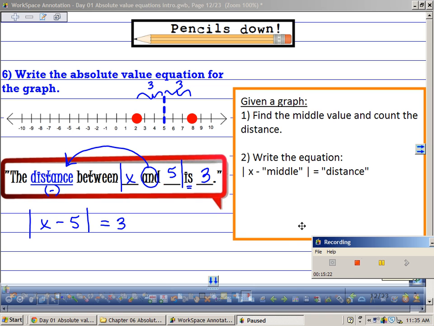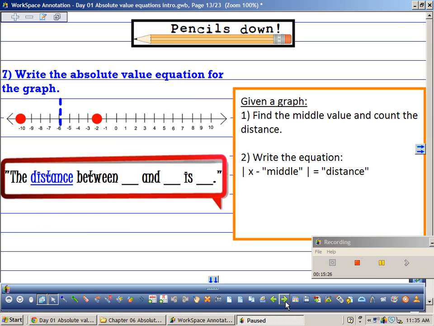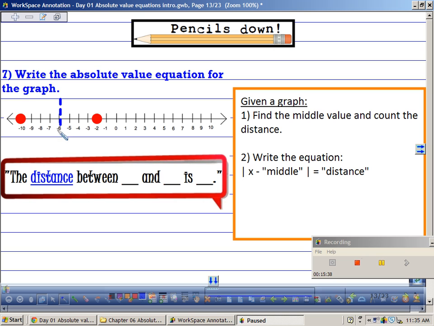Okay, you guys ready to start one on your own? Just kidding. Pencils down. Let me do one more. You were supposed to do it. Pencils down. All right, so I'm going to find the middle. What's my middle? -6. So I need to find the distance between x and -6, which I can count, is 1, 2, 3, 4. Here's my absolute value equation.